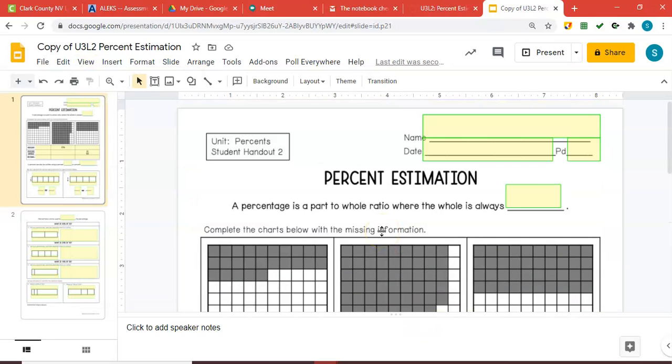Remember that you can pause this at any time, and often I'm going to ask you to pause to go ahead and complete things before I do and check to see if you get it right. But fill in your name, date, and period. A percentage is a part to whole ratio where the whole is always 100.